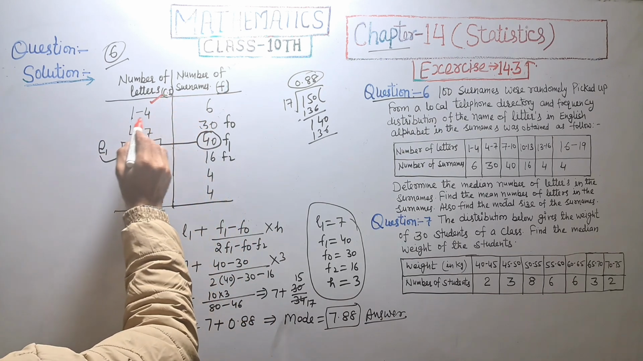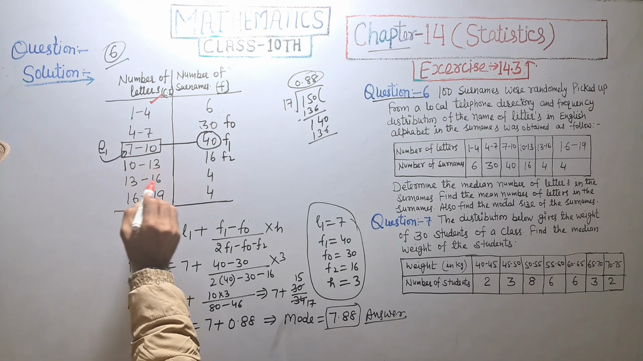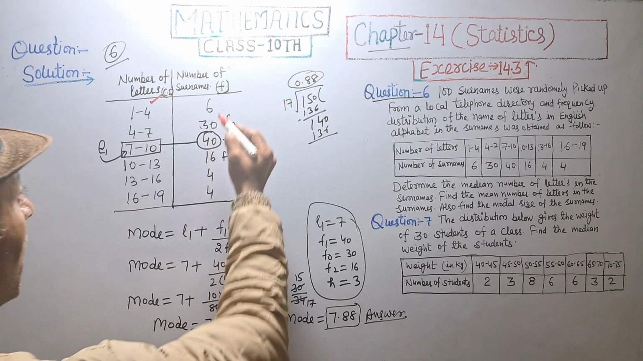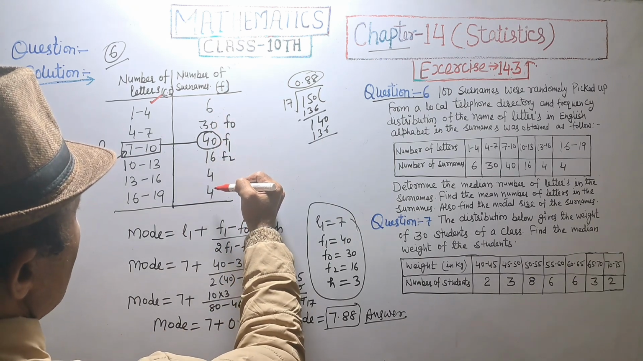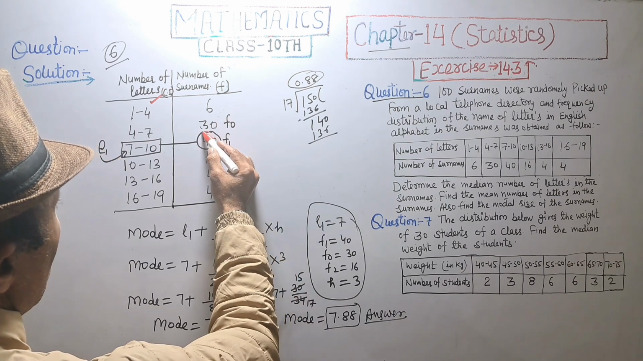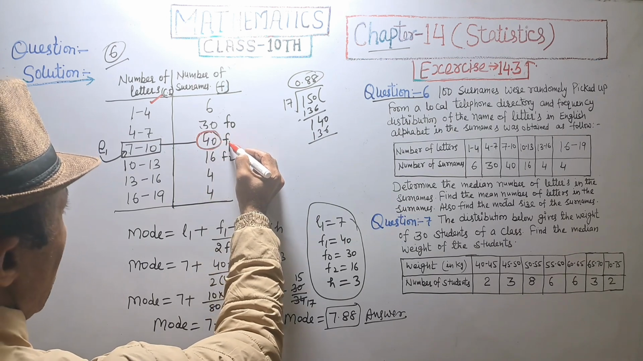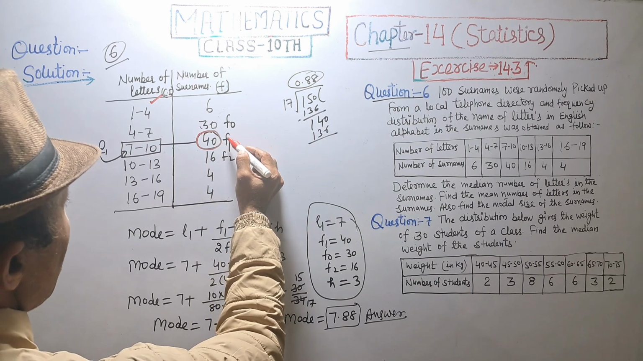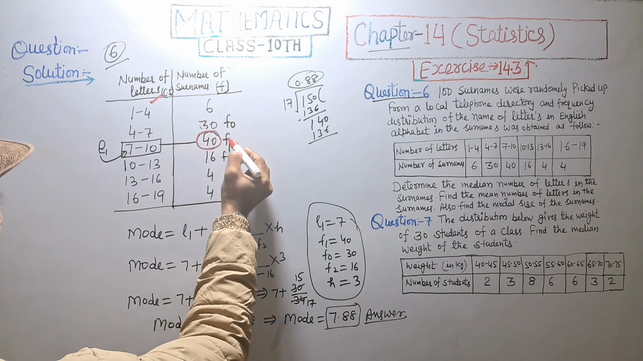Class intervals are 1 to 4, 4 to 7, 7 to 10, 10 to 13, 13 to 16 and 16 to 19, and the frequencies are 6, 30, 40, 16, 4, 4. In frequency, the highest number is 40, so that is called F1. F1 equals 40, F0 is 30 and F2 is 16.